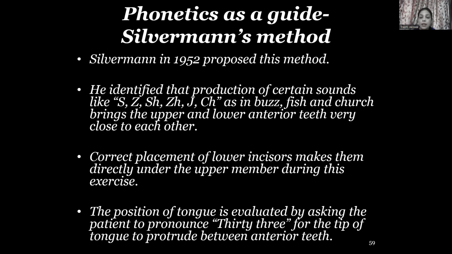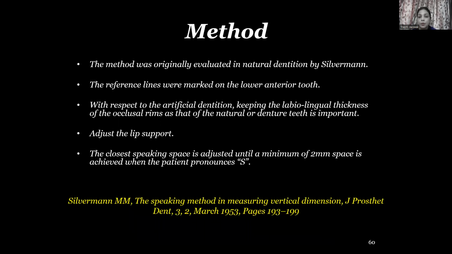The position of the tongue is also evaluated. Phonetics is a very important method which can help us determine the vertical dimension. For example, the patient is asked to pronounce the letter sound th, and the tip of the tongue will protrude between the anterior teeth. If all these are happening properly and this phonetic test is conducted properly, then we see that we have recorded the correct vertical dimension.